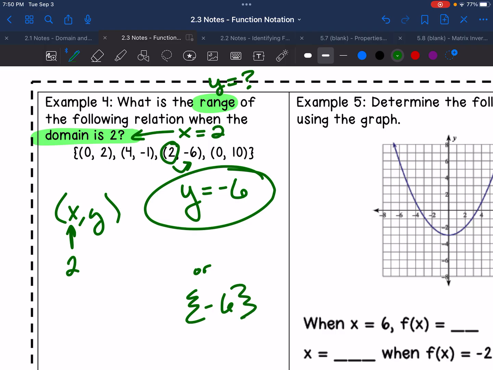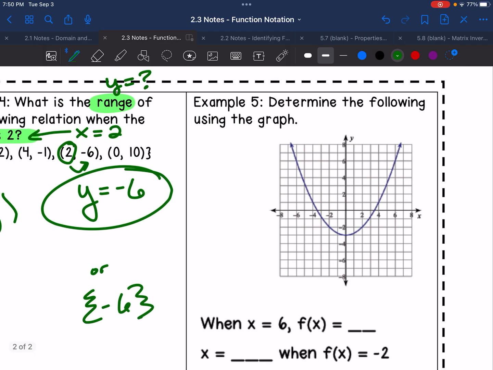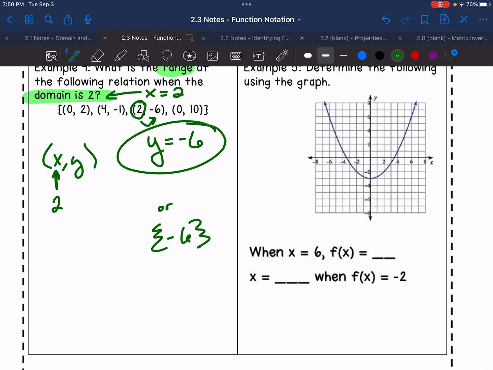Okay? Either way works. All right, now on a graph, it says when x equals -6, f of x equals what? So this just means y equals what? So on my graph, I'm going to look for when x is 6. Okay? That's here. And so I'm going to find my function. So they intersect here. Okay? And if I look across, that's a y value of +6. So when x is 6, y is 6.